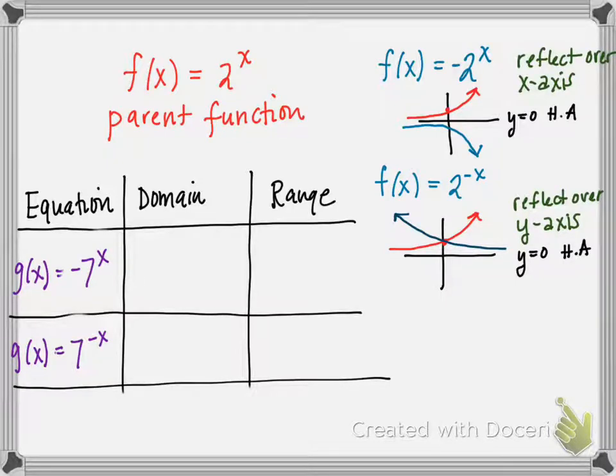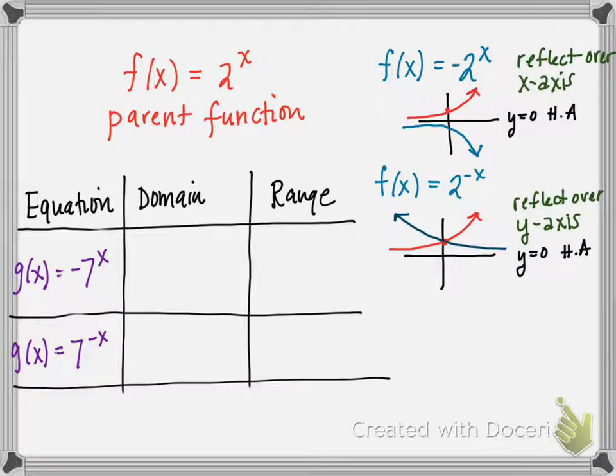In this example, we're going to look at the parent function for exponentials, 2 to the x power, and we're going to look at how the graph changes when you have a negative in the very front or when you have a negative included with the exponent. So if you have a negative in the very front, you're going to reflect over the x-axis. The original graph was in red there, and when you reflect it over the x-axis, you see that graph in blue. And both graphs have a horizontal asymptote at y equals 0.